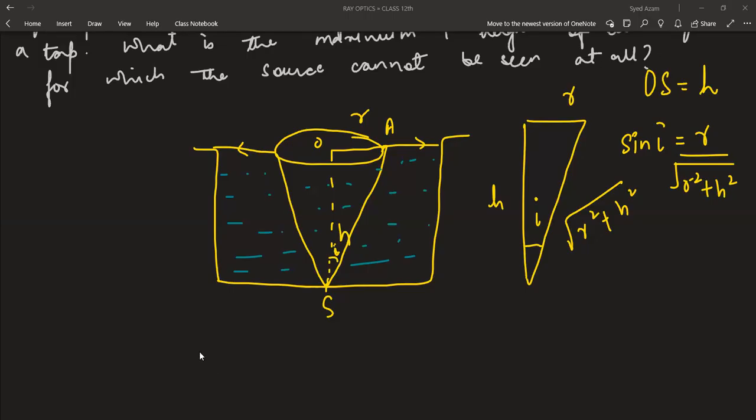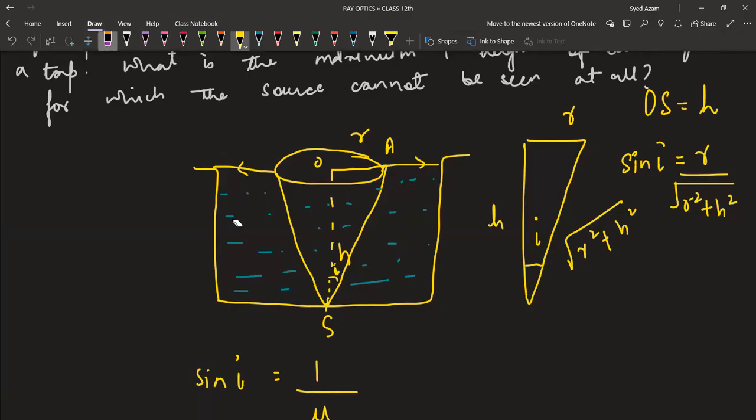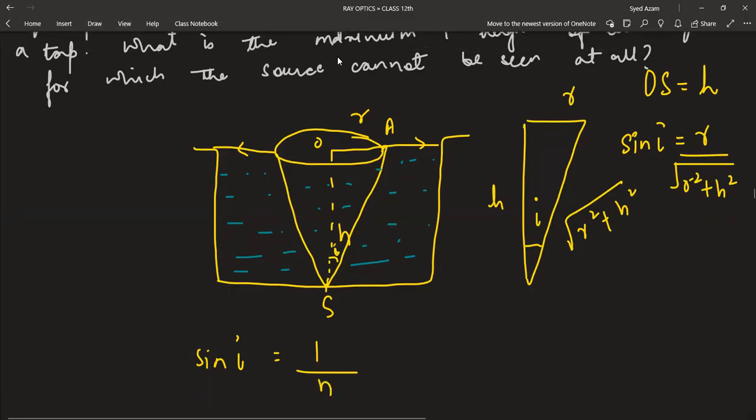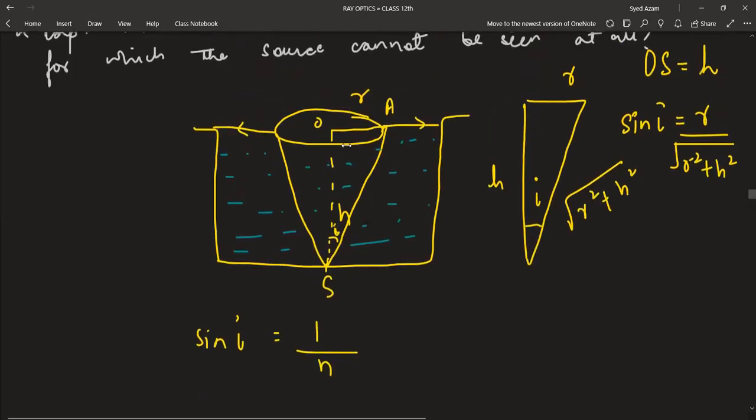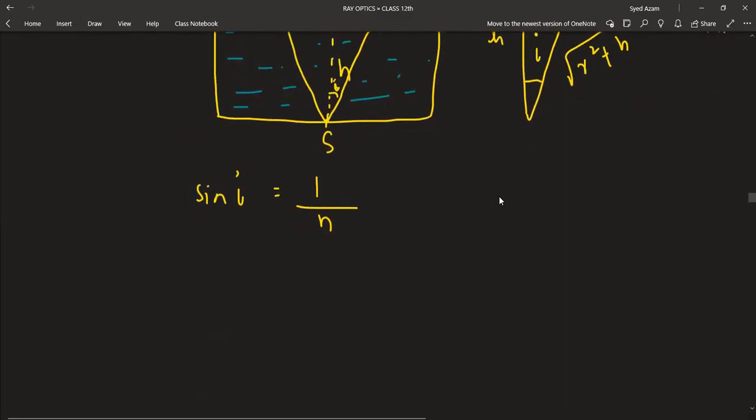Now, this is the critical angle. So what can I say? I can simply say sine I is equal to 1 by mu, that is the refractive index. Or let me mark this as n. Refractive index is given in the question, 5 by 3. So this is mentioned in the question, 1 by n. The disk is mentioned already. This is the disk that is floating. This is the critical angle, which is sine I equal to 1 by n.